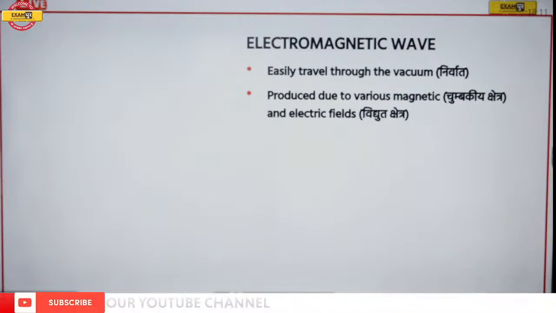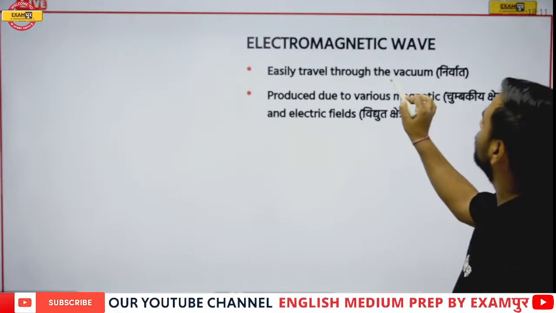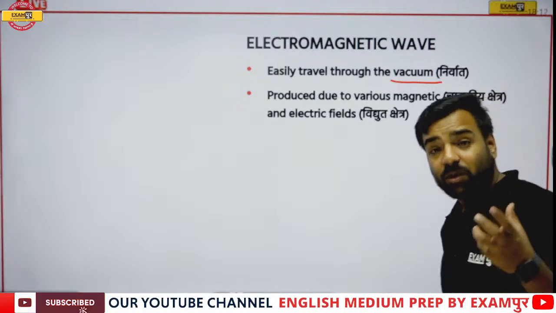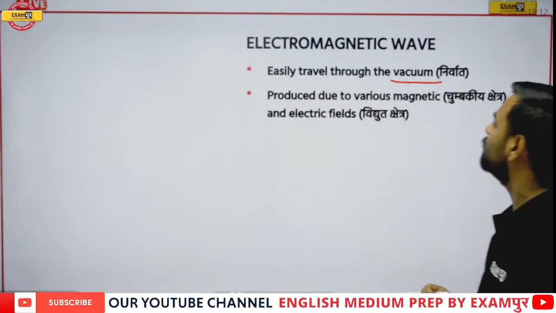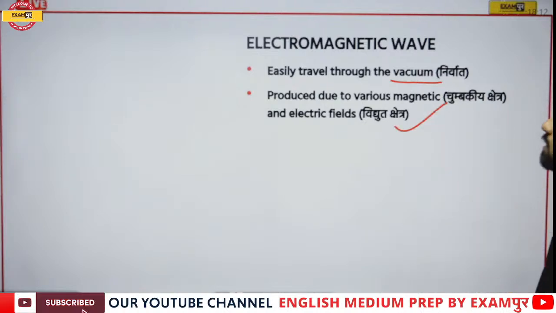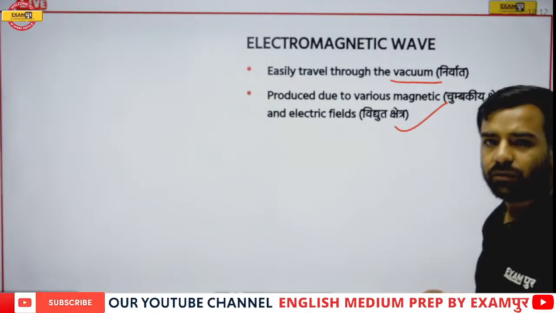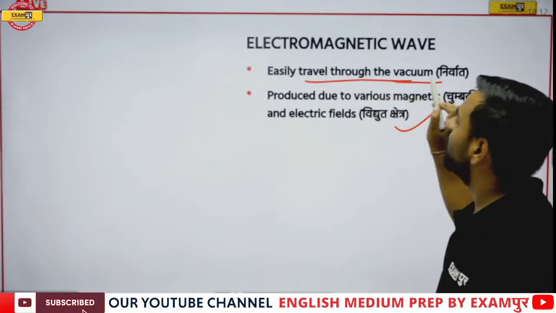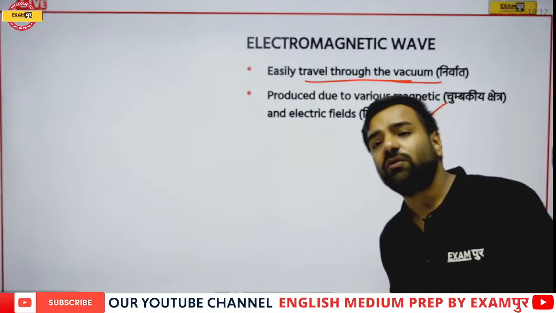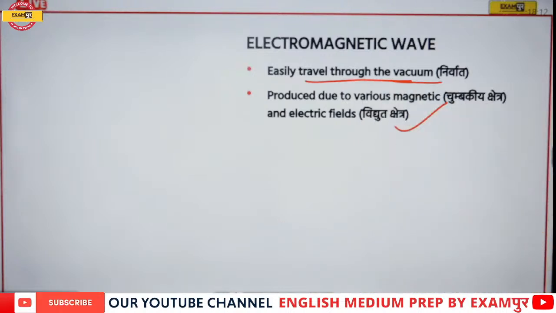Now, if I talk more about it, they can easily travel through the vacuum. Why? Because we have understood they don't require any such medium. They are produced due to various magnetic and electric fields. So here magnetic fields and electric fields are involved, but the important thing is that they can travel through the vacuum, that is, they don't require any sort of medium. So this is about electromagnetic waves.